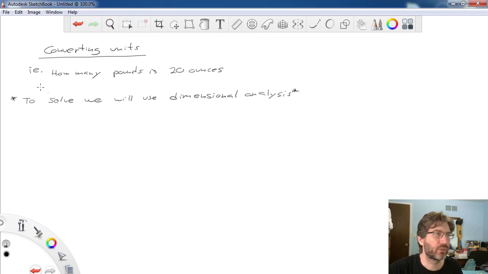All right. So you're going to get questions that are going to be like this. How many pounds is 20 ounces? And you'll note ounces and pounds are different units. And you need to be able to convert ounces to pounds, pounds to ounces, things like that. And the way we're going to solve all of these, anytime you have a problem where it's converting units, you're going to use what's called dimensional analysis.